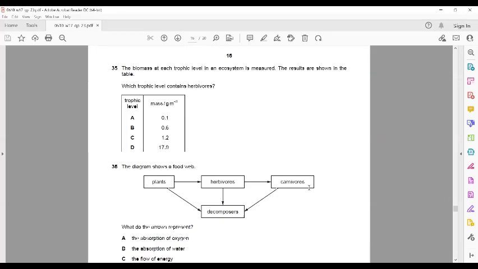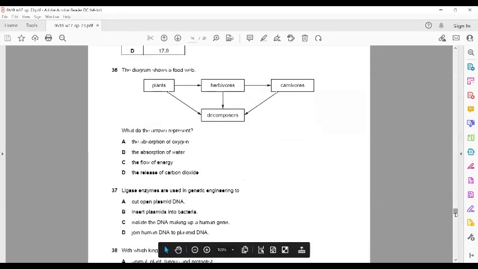C is the answer. Question 36: the diagram shows a food web. What do the arrows represent? C is the answer, the flow of the energy. Yes.